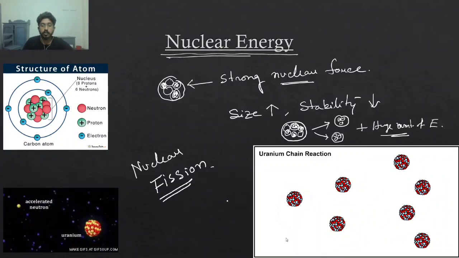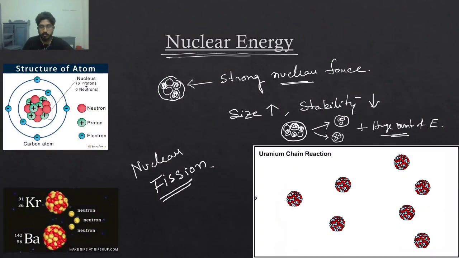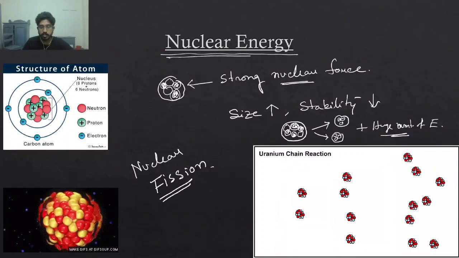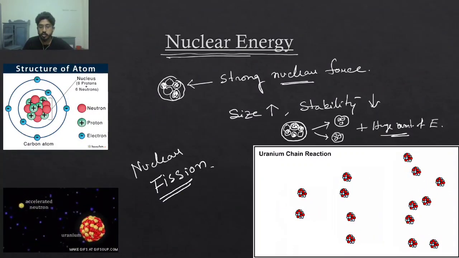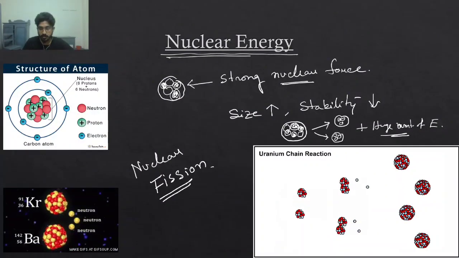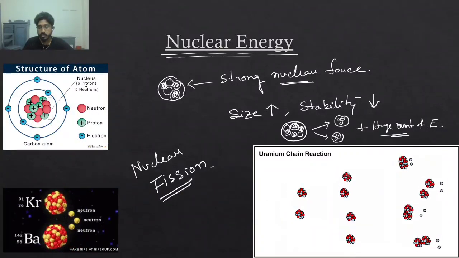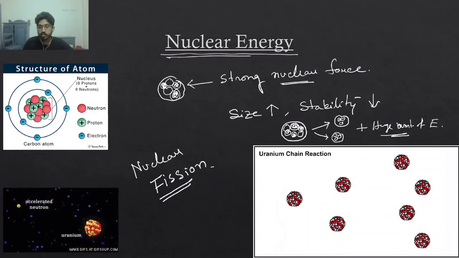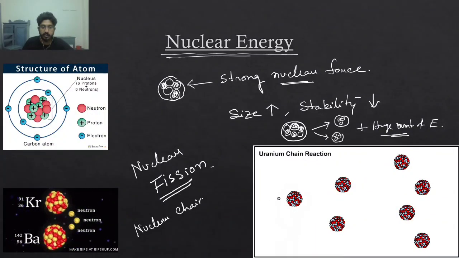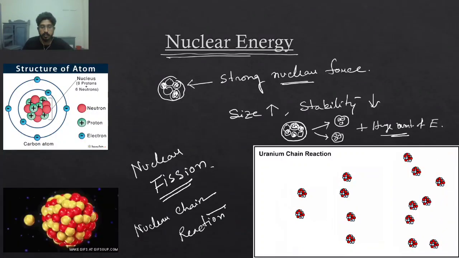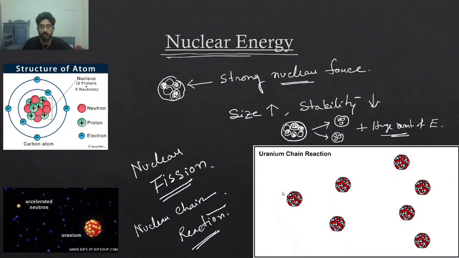Okay. So see here, a uranium nucleus is hit by an accelerated neutron, and the neutrons which are released by this reaction hit another uranium nucleus, and this chain reaction continues. This is known as a nuclear chain reaction. And this principle is mainly used in making atom bombs.